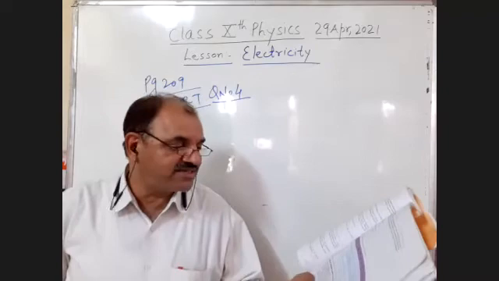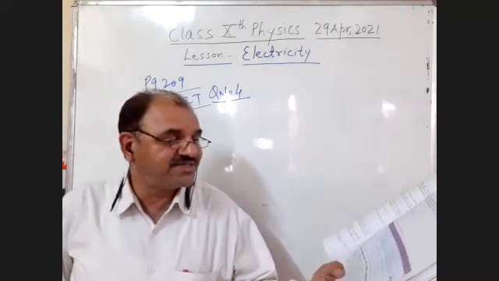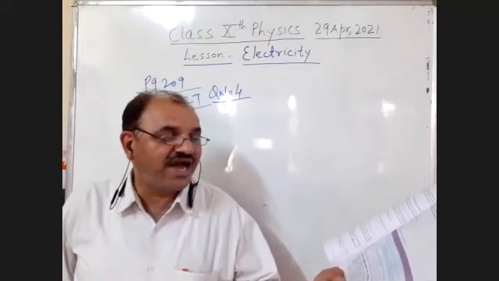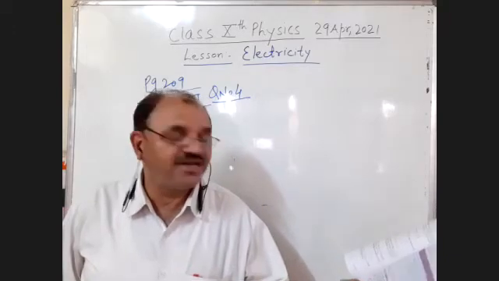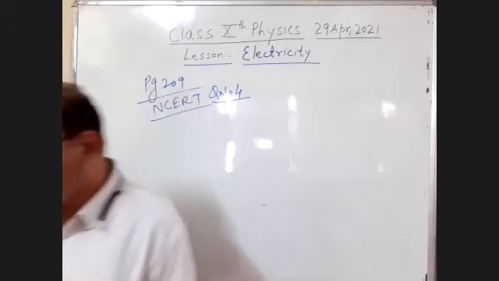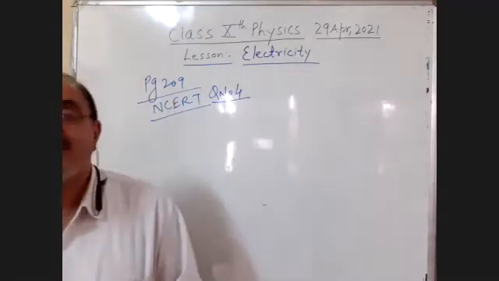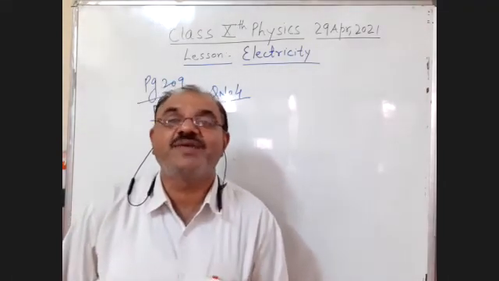Now according to the statement, that's question number 4 of your NCERT. What it says: why are the coils of electric toasters and electric irons made of an alloy rather than of pure metals? Because the toasters and the electric irons, their coil is made of alloy rather than of pure metals.